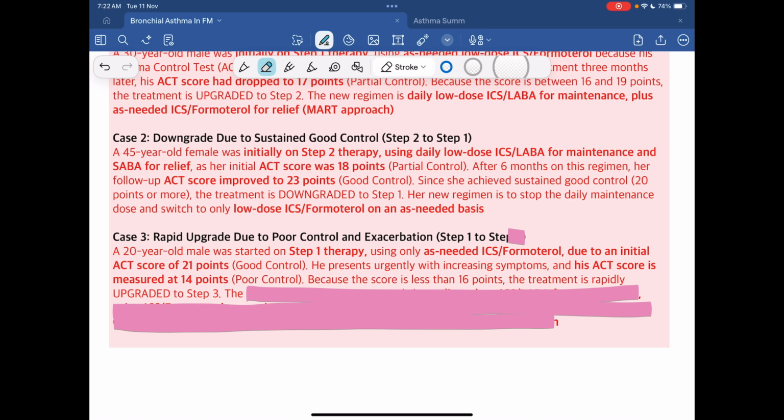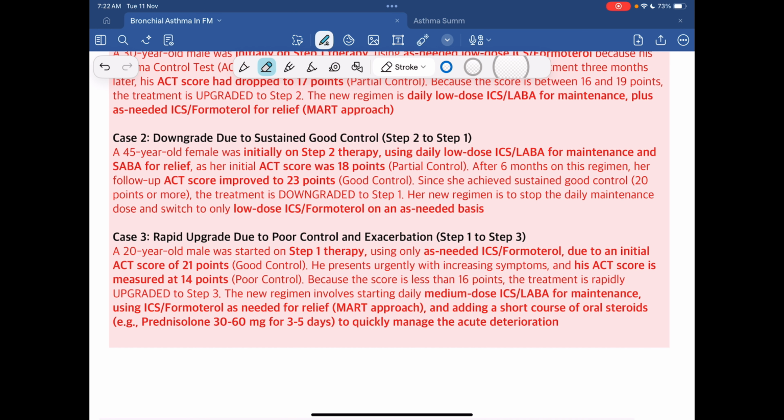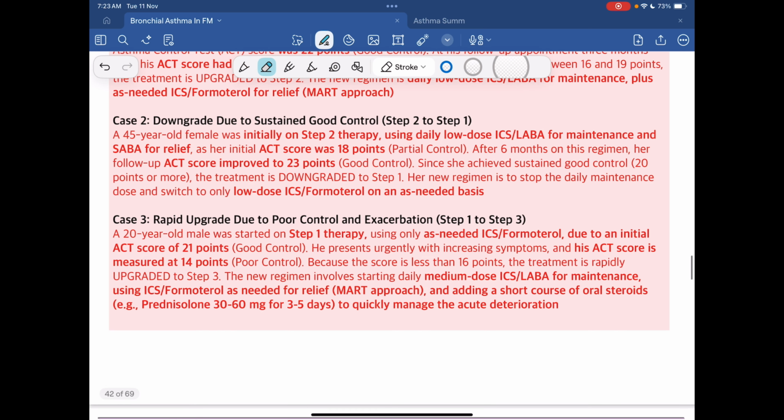What is the treatment now? What is the new regimen? So step 1 to step 3, the regimen is starting daily medium dose ICS and LABA for maintenance and using a reliever, in this case ICS formoterol, possibly SABA, and adding a short course of oral steroids, oral prednisolone for 3 to 5 days to quickly manage the acute deterioration.